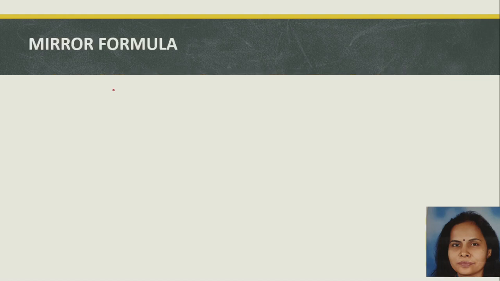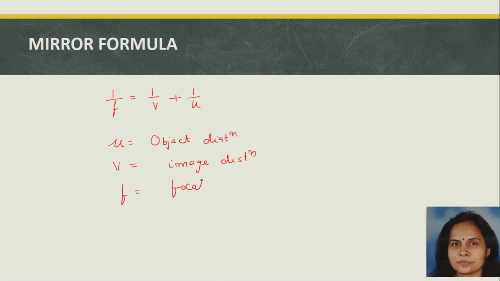All right, so let's study about the mirror formula. 1 upon f is equal to 1 upon v plus 1 upon u, and as we know, u is your object distance, v is your image distance, and f, as you all know, is your focal length. Right? So if we know v and u, we can find out f, and suppose we know where the object is placed and we know the focal length of the spherical mirror, in that case we'll be able to find out the exact position of the image.